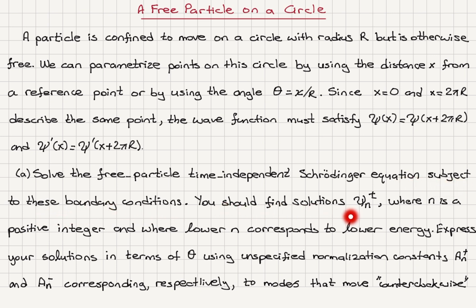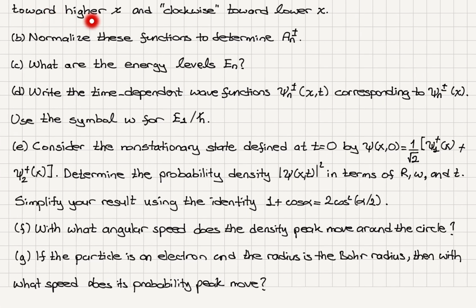You should find solutions psi sub n plus or minus, where n is a positive integer and where lower n corresponds to lower energy. Express your solutions in terms of theta using unspecified normalization constants a sub n plus and a sub n minus, corresponding respectively to modes that move counterclockwise toward higher x and clockwise toward lower x.